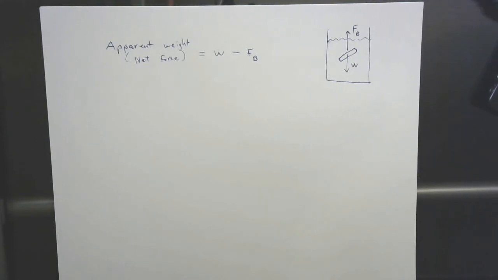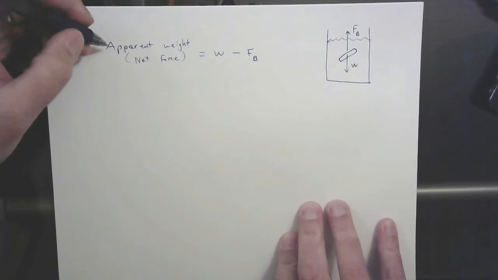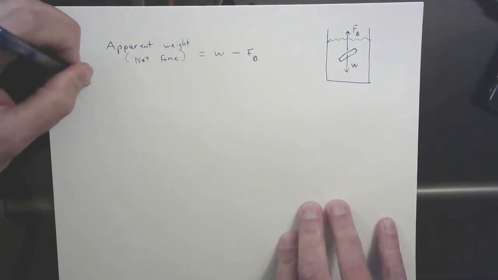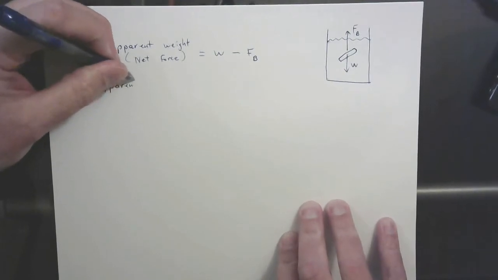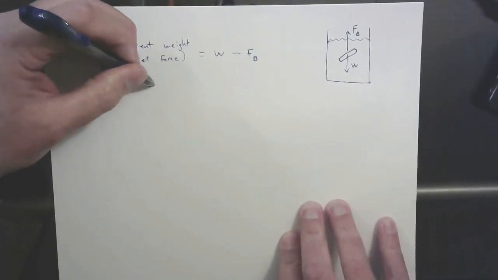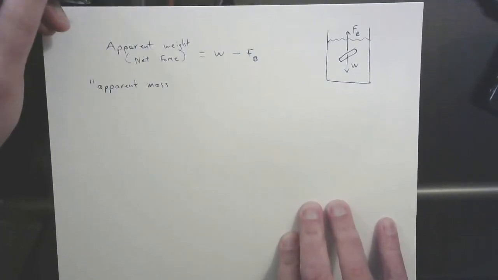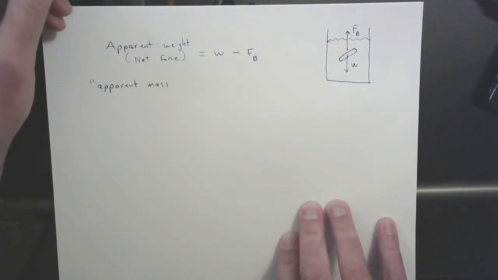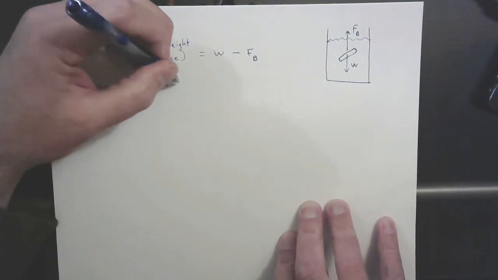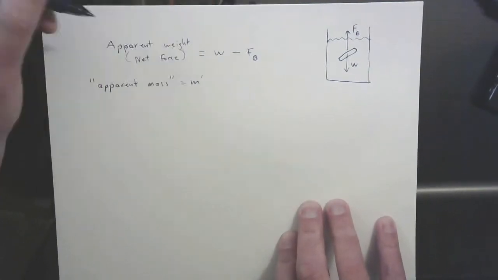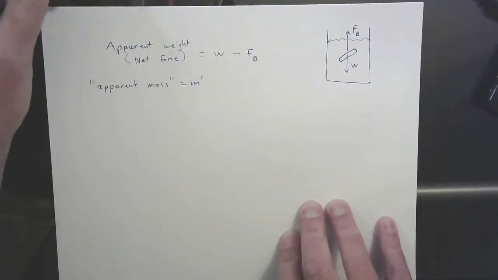A net force or apparent weight. I mean, you could make up a symbol. So I'm just going to make up a symbol to mean apparent mass. If you stick a coin in water and then weigh it while it's in water, then because of the buoyancy force, it will appear to weigh a little bit less. And so I'll just call that apparent mass m prime.